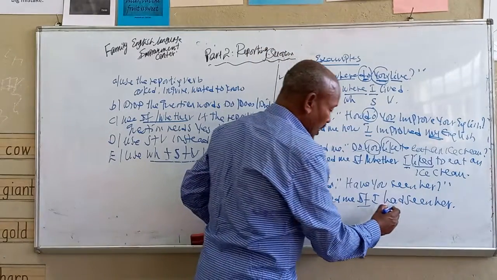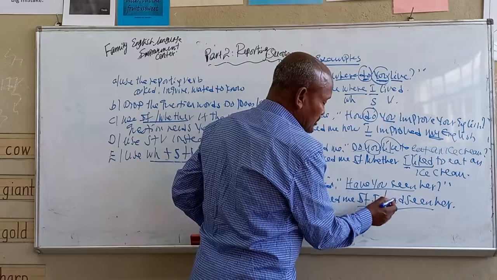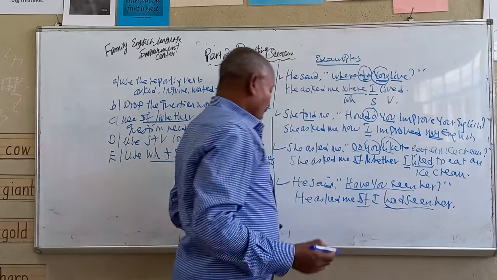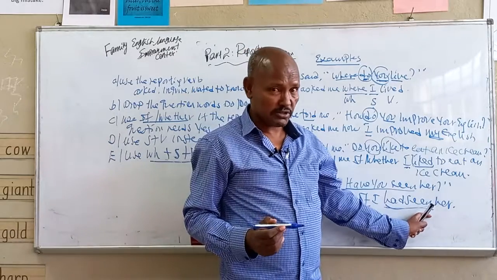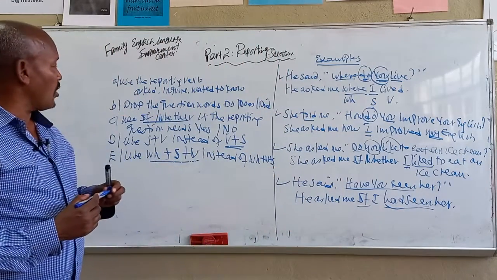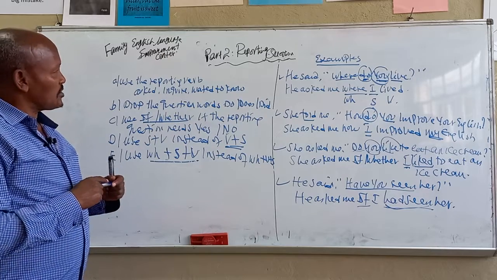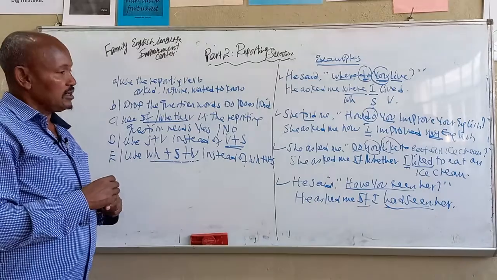If I had seen. Why do I use I had seen? Because the first case is present perfect, and this can be changed into the past perfect. He asked me if I had seen her is the correct reporting statement form. These are some of the examples of reporting questions into reporting statement forms.